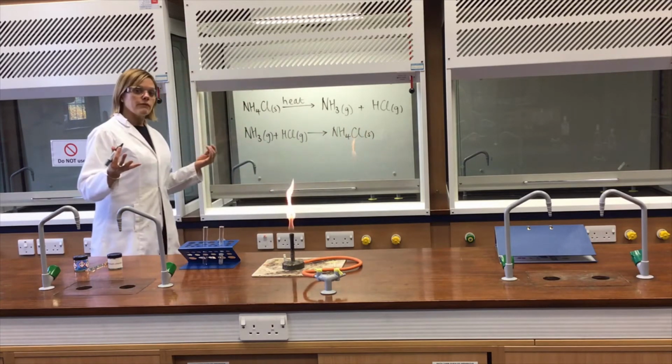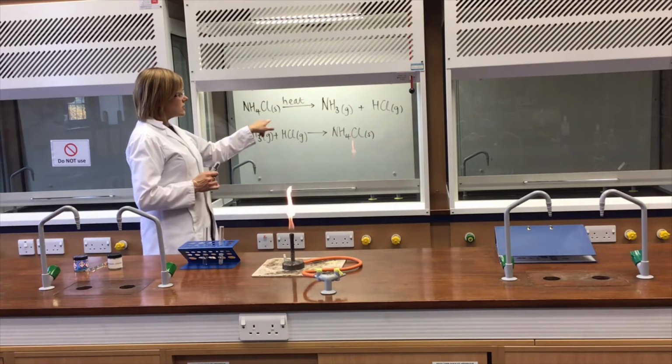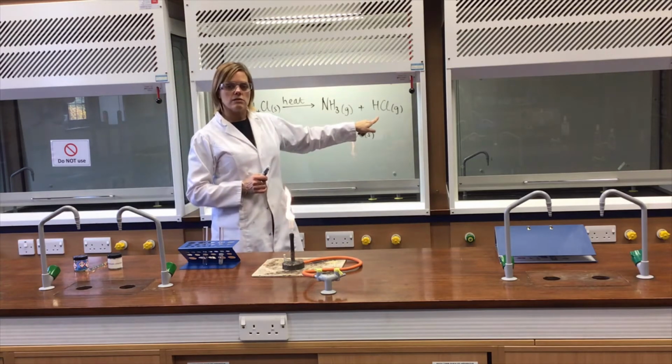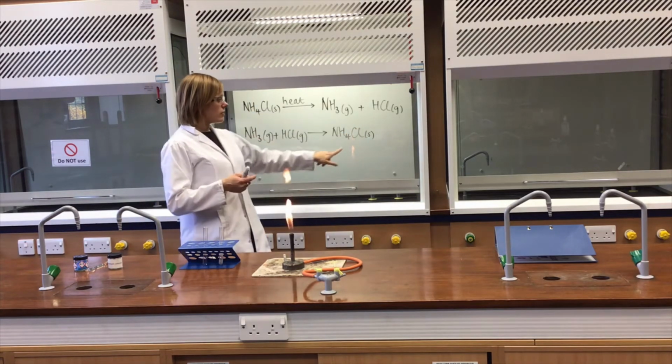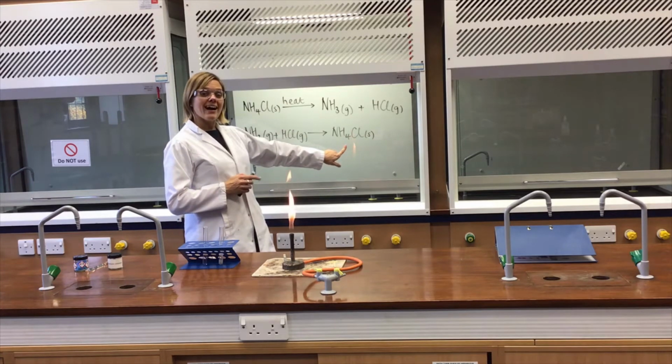So this is an example of a reversible reaction. This stuff heated up breaks up into two gases, but those two gases can react back together to make the ammonium chloride, as long as the temperatures are correct.